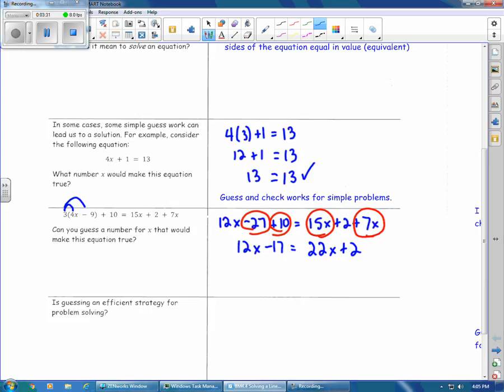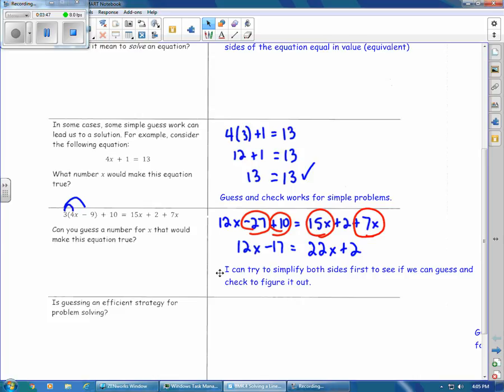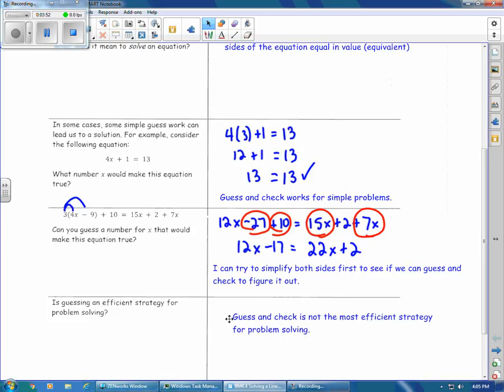Yeah, well, I'm looking at it and I still cannot think of a number that would work to make both sides of the equation true. So I would have to use some different problem solving techniques. Guess and check is not going to work here. So we're going to look at different strategies, different problem-solving techniques that are going to be more efficient than guess and check, especially when we have more complex problems. So let's go ahead and turn the page and get to it.